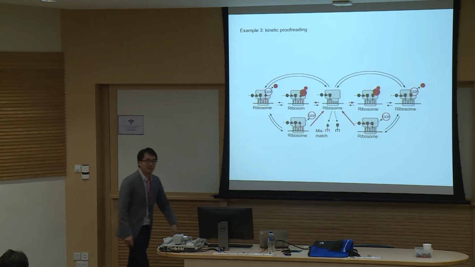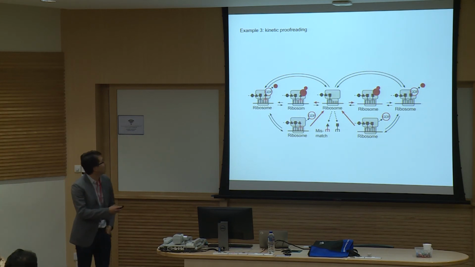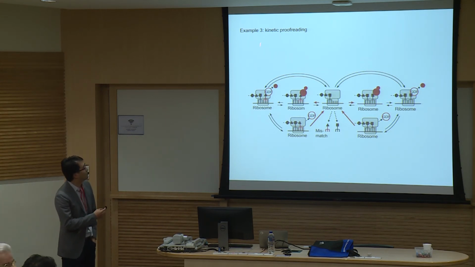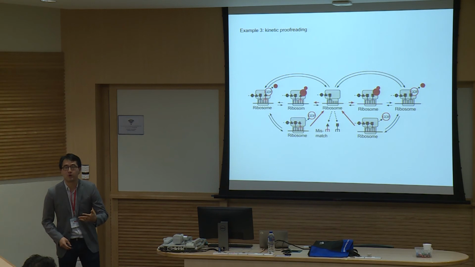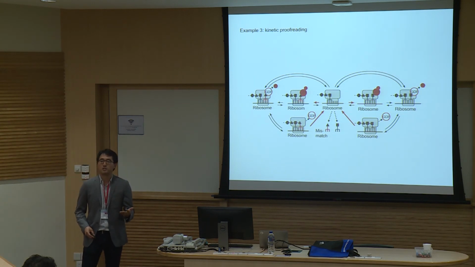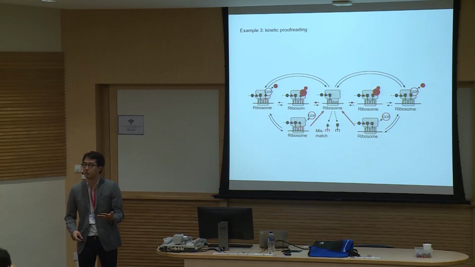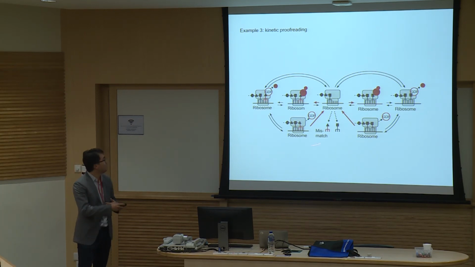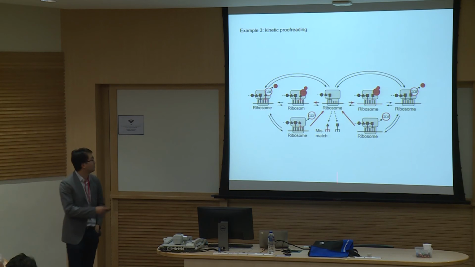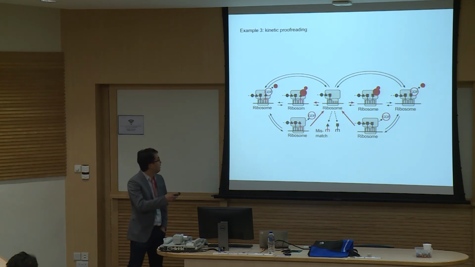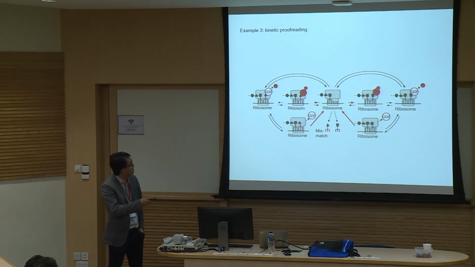Okay, final example. Here's a process of kinetic proofreading. In order to translate your DNA code to your amino acid code to make proteins that do everything in your body, there's a process of translation, right? So you have a ribosome, and here's the codon.